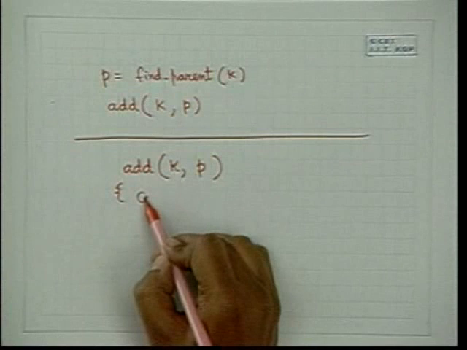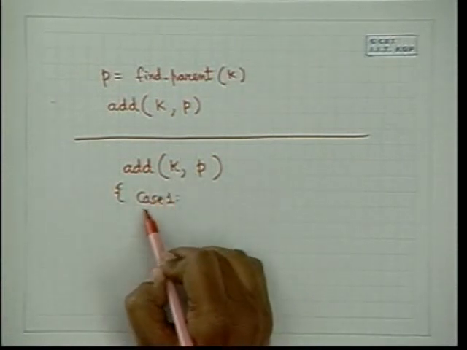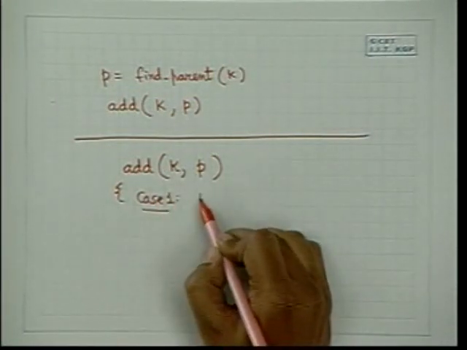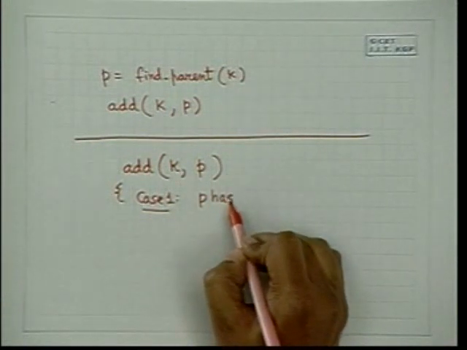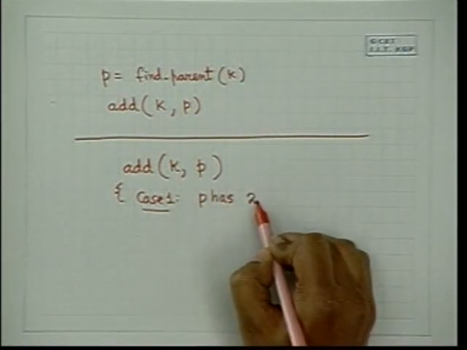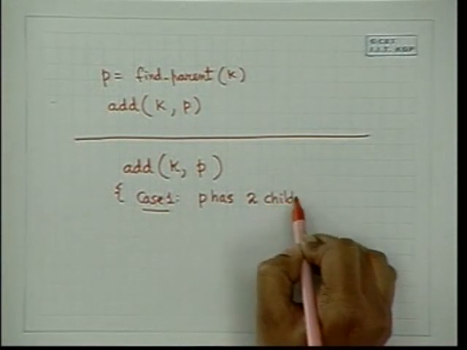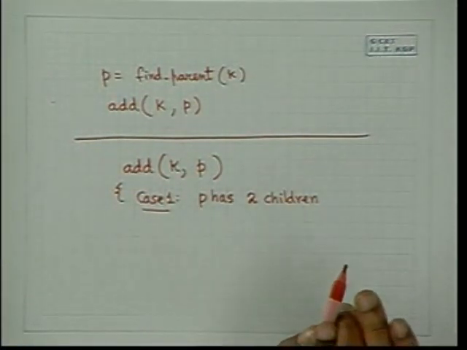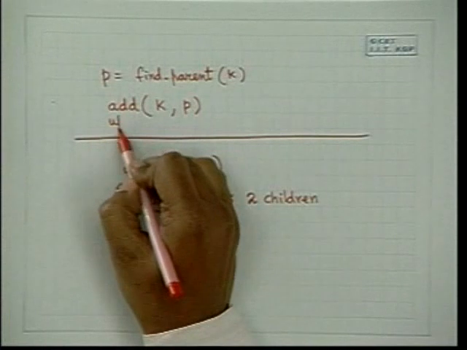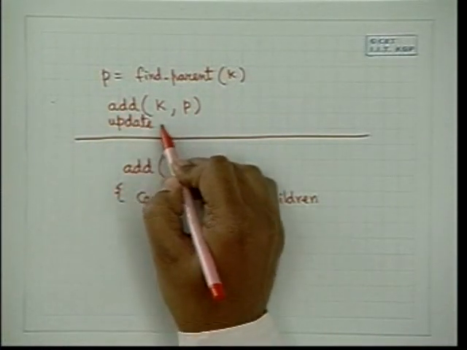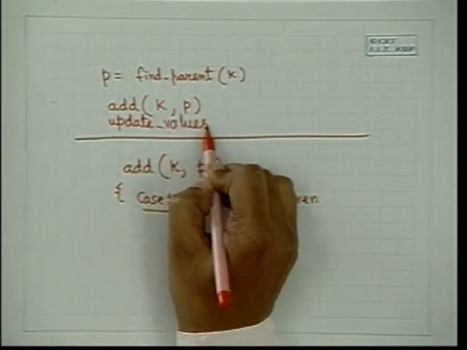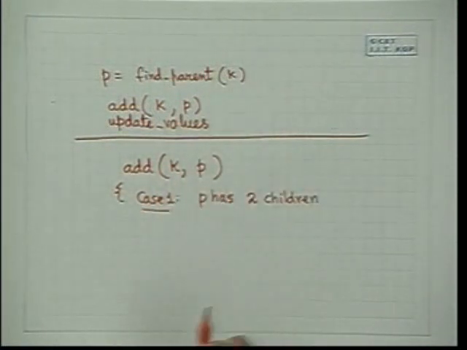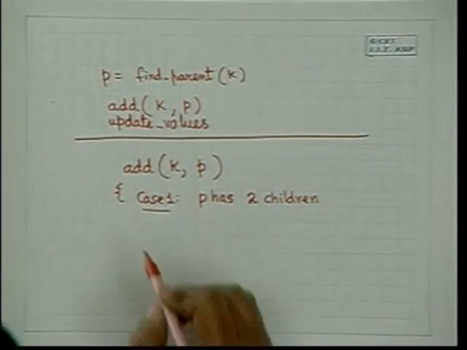Then what is case 1? P has 2 children. This case is easily solved. Just put it there, update the values. So add to P and update values. Obviously, update values is there. These are the L value, M value, R value updates that have to be done. I am not going into it. Let us first understand this.